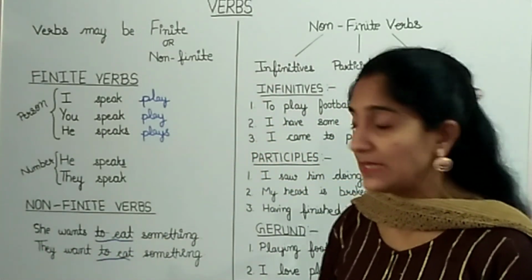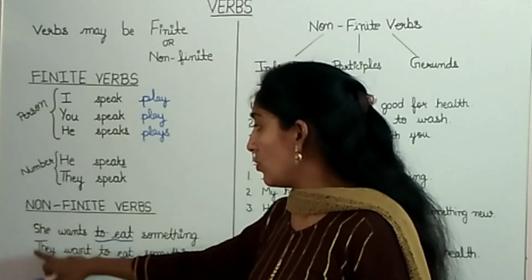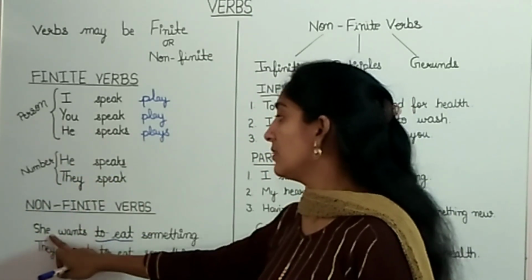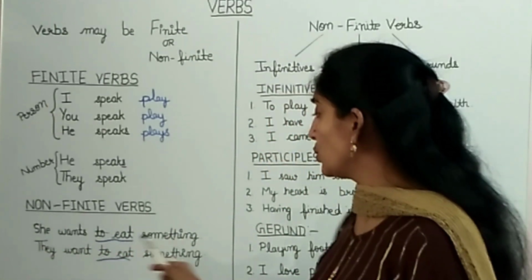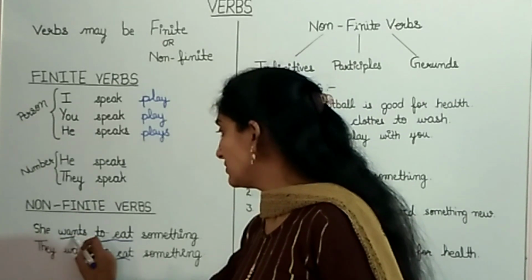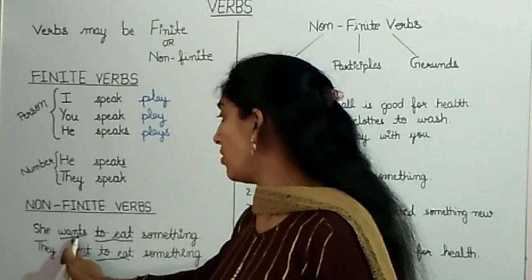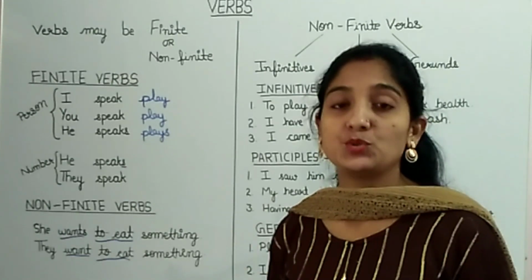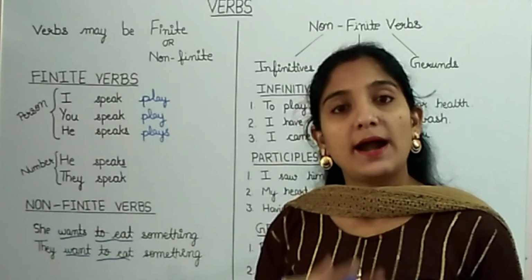The verb remains unchanged according to the number. That is singular, plural. Here the verb changes according to the number, but here according to number the verb remains unchanged. So here to eat is a non-finite verb, but here wants and want get changed according to the number. So want here is a finite verb. Finite verbs change according to the person and according to the subject. But non-finite verbs remain unchanged.